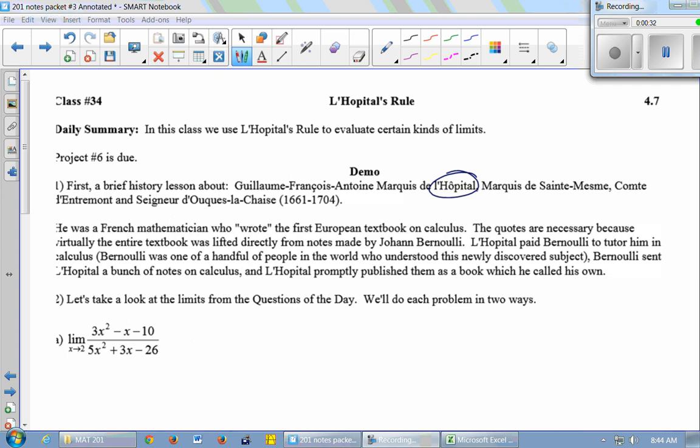He wrote the first European textbook on calculus, and "wrote" is in quotes because virtually the entire textbook was lifted directly from notes made by another mathematician, Bernoulli, another really famous mathematician. So L'Hopital paid Bernoulli to tutor him in calculus. Bernoulli was one of a handful of people in the world who knew this subject. And Bernoulli sent L'Hopital a bunch of notes on calculus, and he published them as his own.